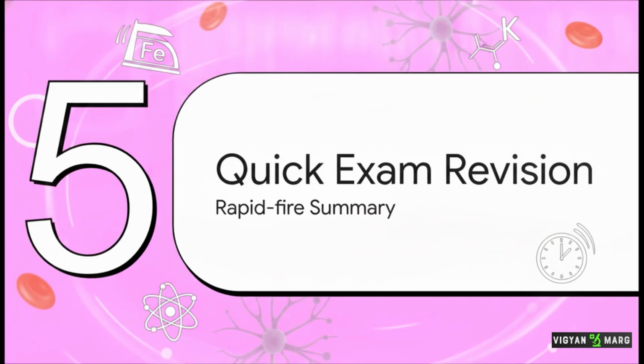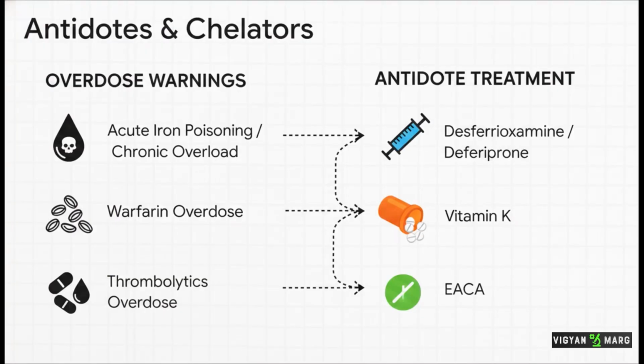Section 5, Quick Exam Revision Summary. Let's lock in some points. All right, rapid-fire toxicology time. These are super high-frequency test items. The antidote for acute iron poisoning: deferrioxamine, given by IM injection. What about treating chronic iron overload, like you'd see in thalassemia? That requires an oral chelating agent like deferprone. If a patient overdoses on oral anticoagulants or warfarin, your antidote is vitamin K. And lastly, the antidote for an overdose of thrombolytics involves epsilon aminocaproic acid, or EACA, and tranexamic acid.